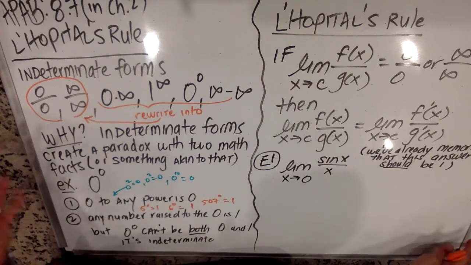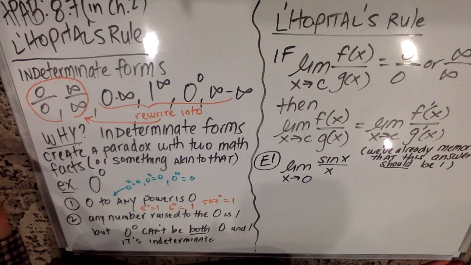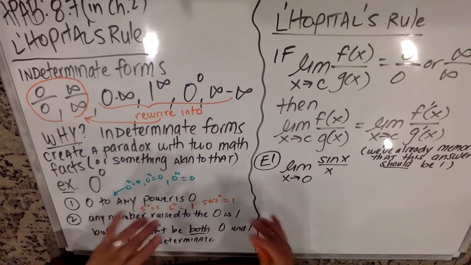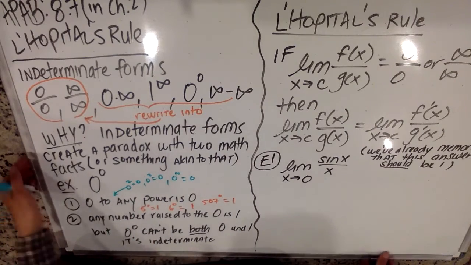Again, pluses or minuses don't matter when we talk about that. It could be a positive infinity over infinity, or it could be negative infinity over an infinity. It doesn't matter. Either way, infinity over infinity is indeterminate. 0 over 0 is indeterminate.